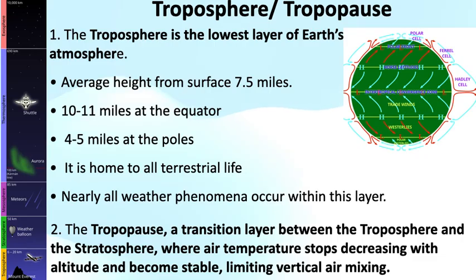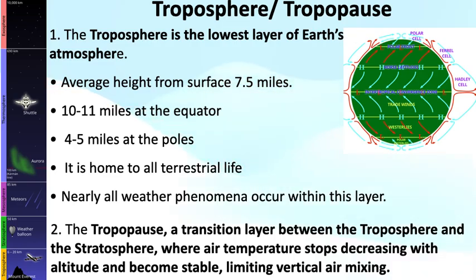So now let's get on to the troposphere and the tropopause. The troposphere, rather, I should say, is the lowest layer of Earth's atmosphere. The average height is about 7.5 miles from the surface, but if you take a look at the diagram in the upper right-hand corner, you can see that in the Hadley cell area, it can be from 10 to 11 miles there, and at the pole, maybe 4 to 5 miles. And this is a home for all terrestrial life. And nearly all weather phenomena occur within this layer.